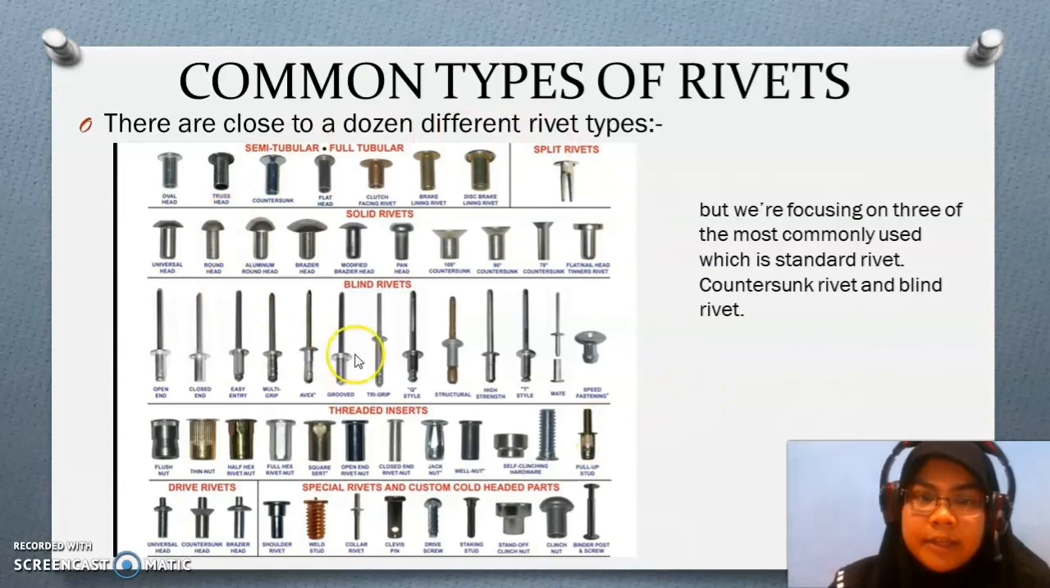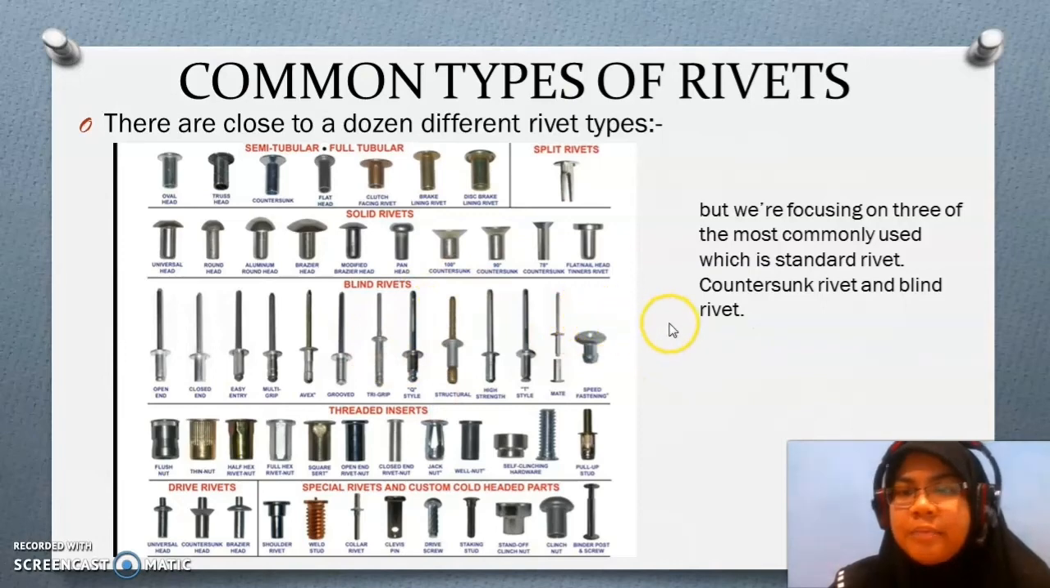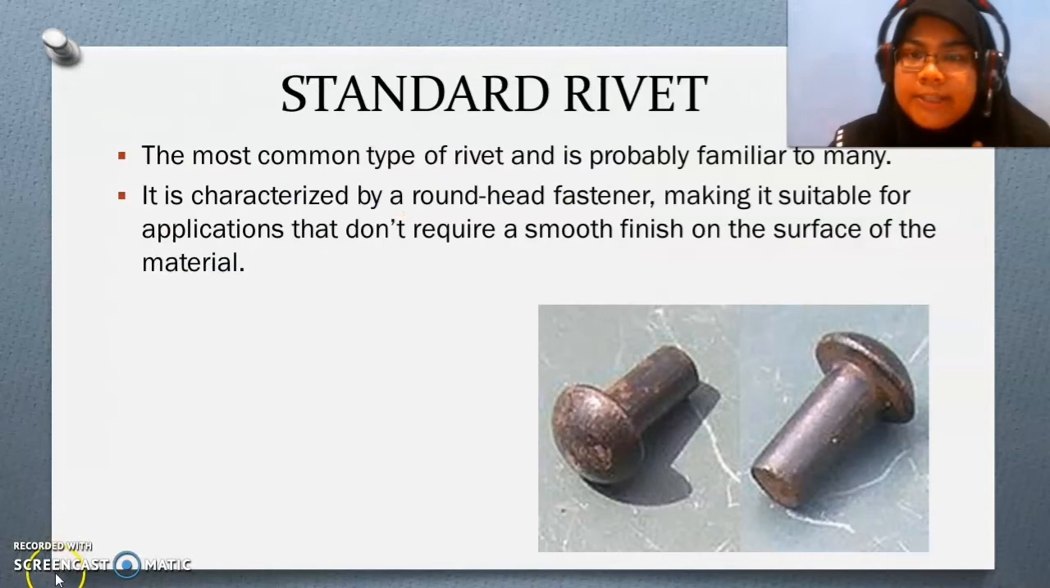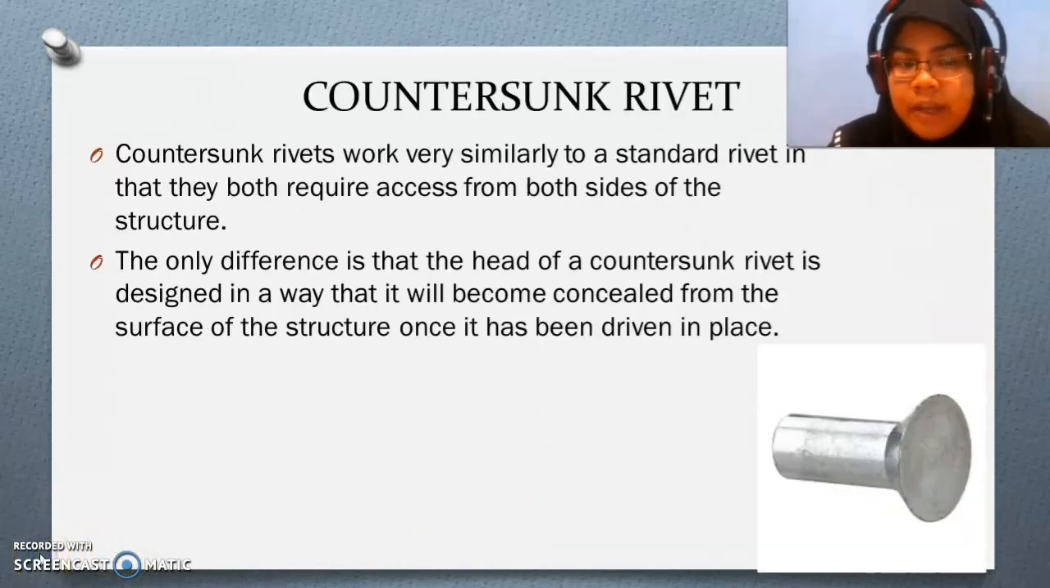As you can see here, for the variety of rivets, they are originally based on these three most commonly used rivets. Let's talk about the standard rivet. The standard rivet is the most common rivet and probably many are familiar with it. It's characterized by the round-shaped head that makes it suitable for applications that don't require any smoothness on the surface of the metal. The second type of rivet we call the countersunk rivet.